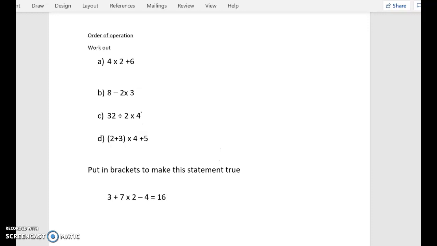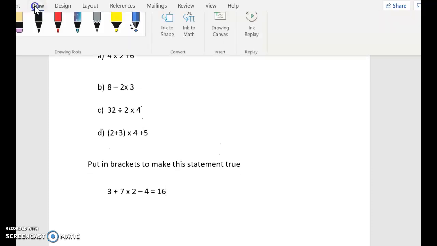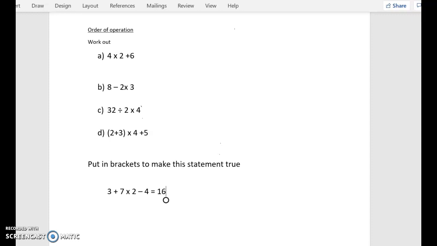So you may remember from before the acronym BIDMAS. B is for brackets, I is for indices, or some people use BODMAS, the O for powers. Then we've got D for division, M for multiplication, A for addition, and S for subtraction. It's always a good idea to put that on the side of your paper to remember which order to do things in.